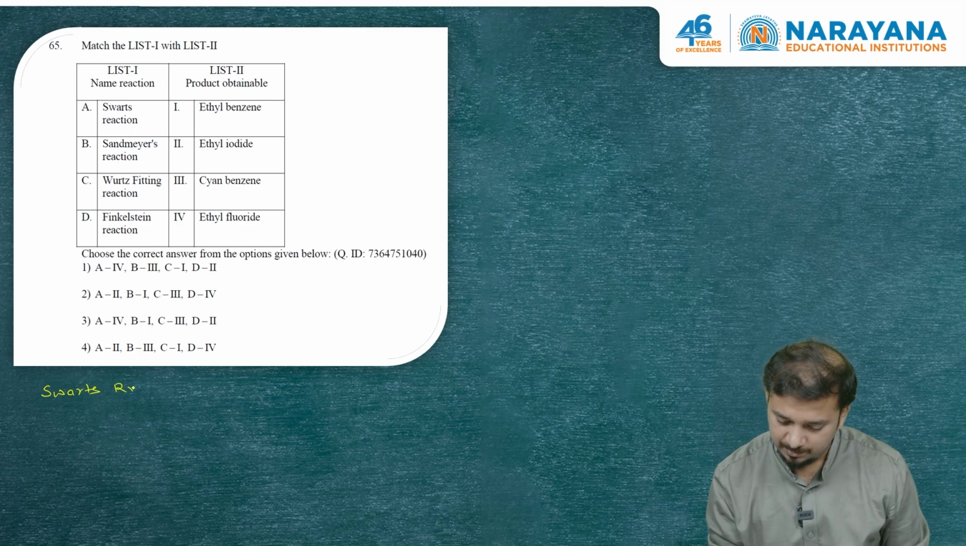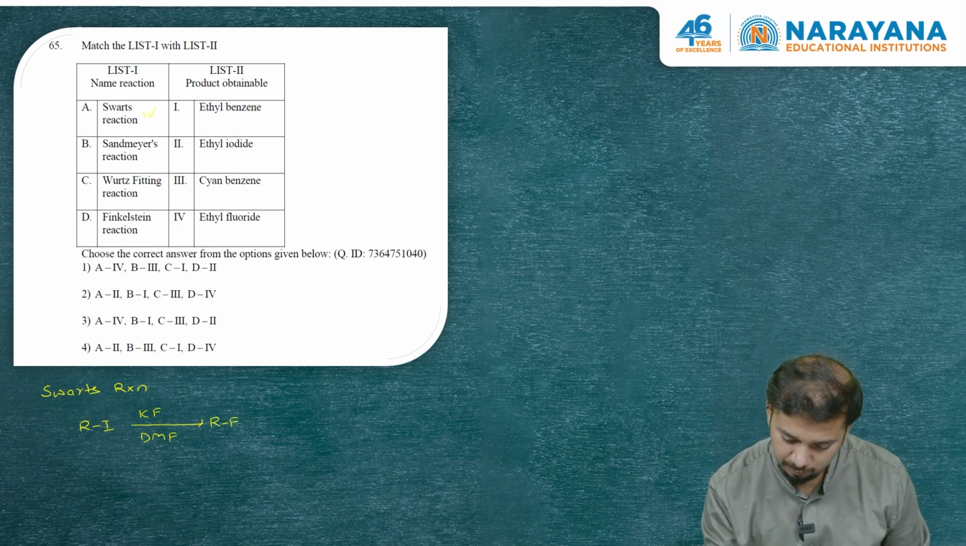Swarts reaction is R-I in presence of KF and DMF. So it will be converted to R-F. So A will be the fourth one.